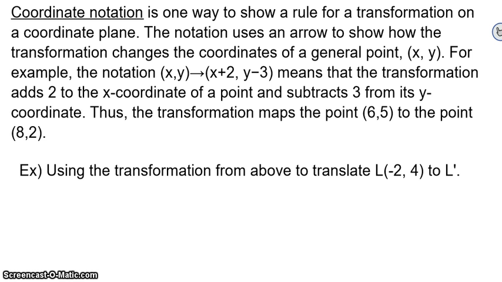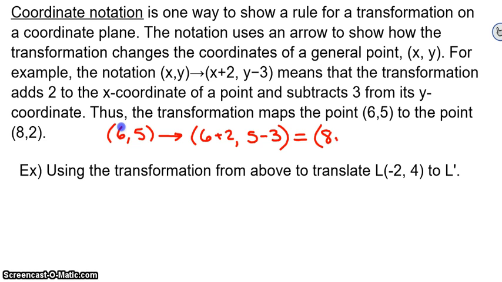Now let me demonstrate. If we take the point (6, 5) as our original, that would be considered our pre-image point, and we translate it so that the x coordinate, 6, gets 2 added to it, and the y coordinate has 3 subtracted from it, and we do that math. 6 plus 2 makes 8, 5 minus 3 makes 2, thus we land at this point, (8, 2). So let's do that again with another point.